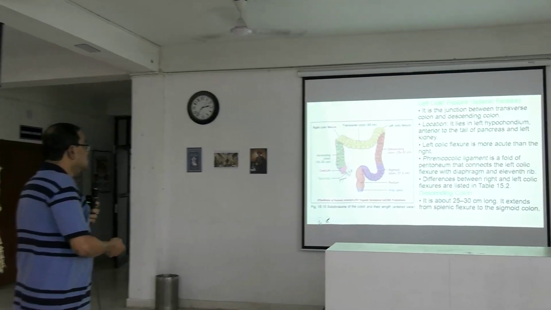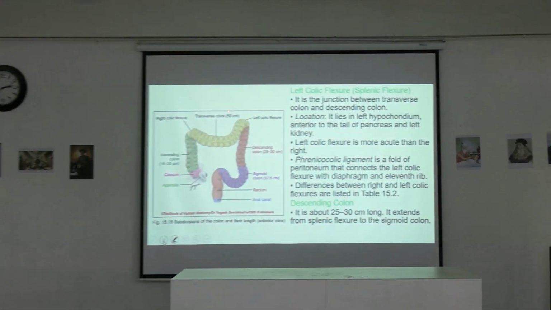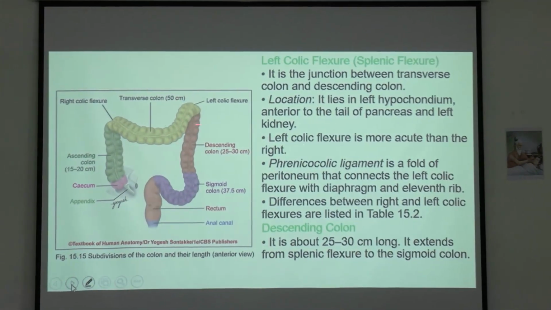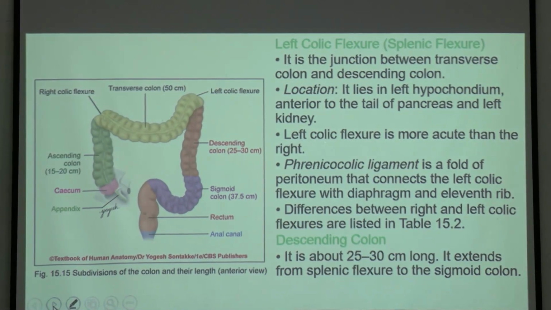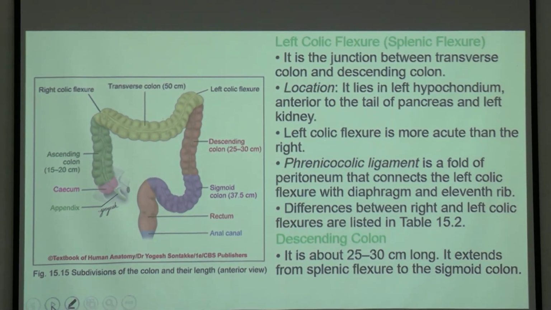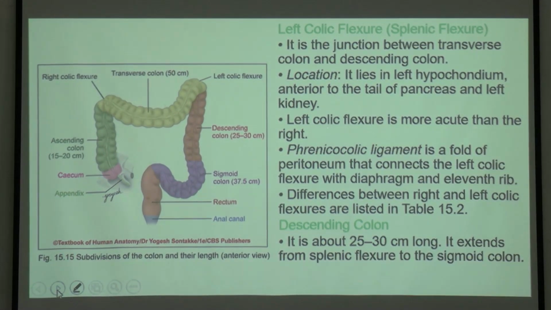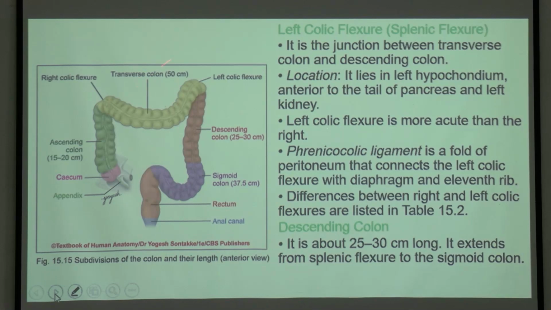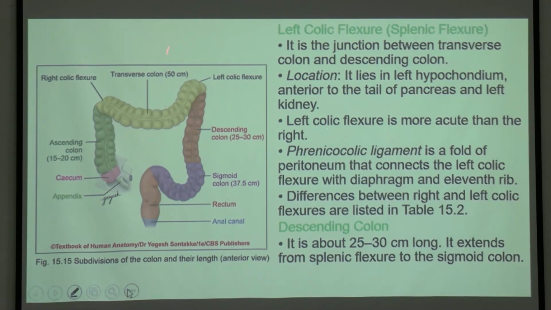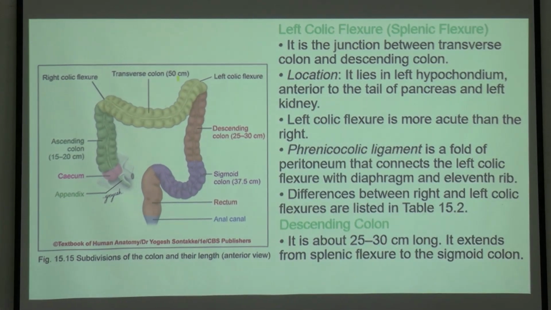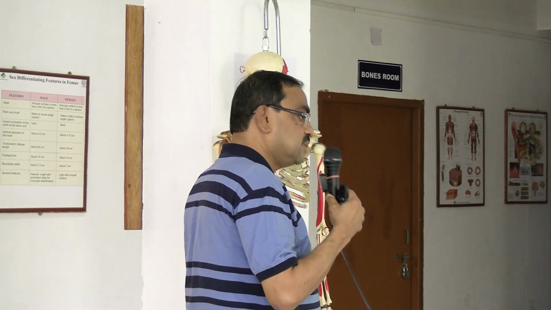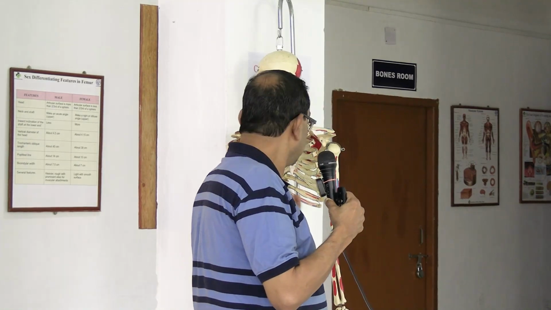Okay. So the left colic flexure, we know, is in relation to the spleen. Very good. Suppose there is a spleen, you can imagine there is a spleen. It is present in the left hypochondrium. The right colic flexure is present in the right hypochondrium, whereas the left colic flexure is present in the left hypochondrium. And here we are getting the spleen.